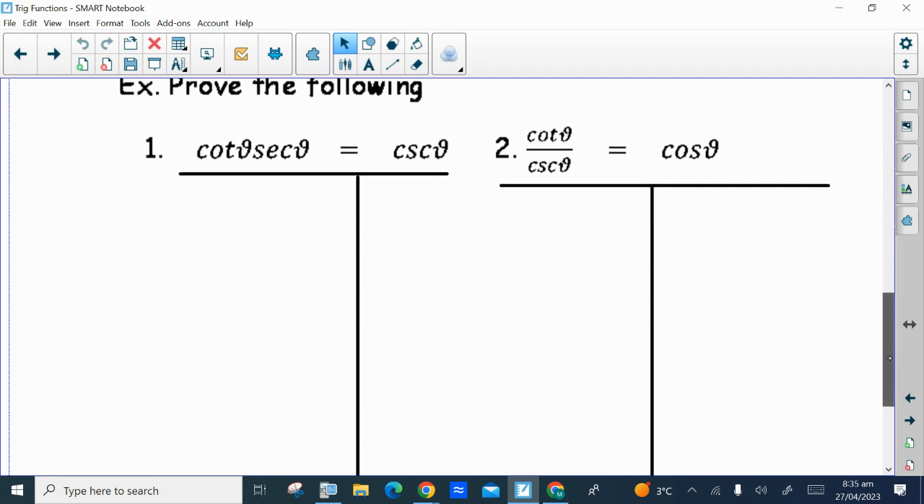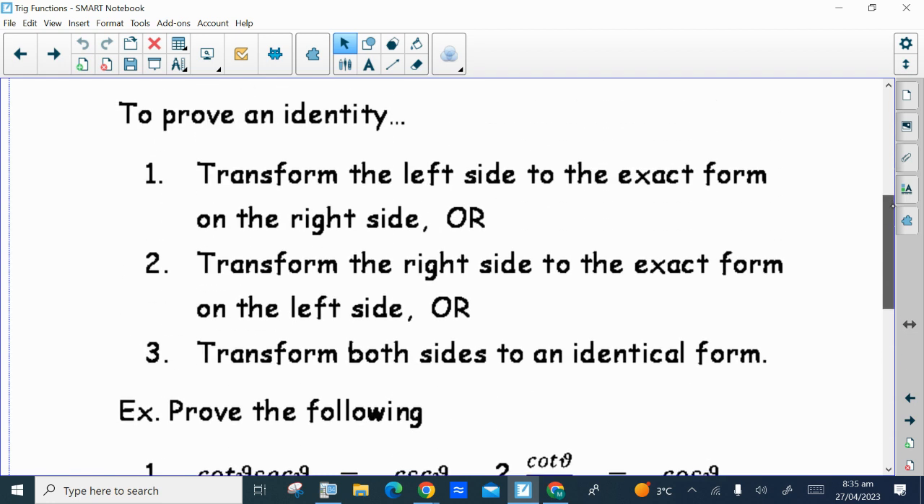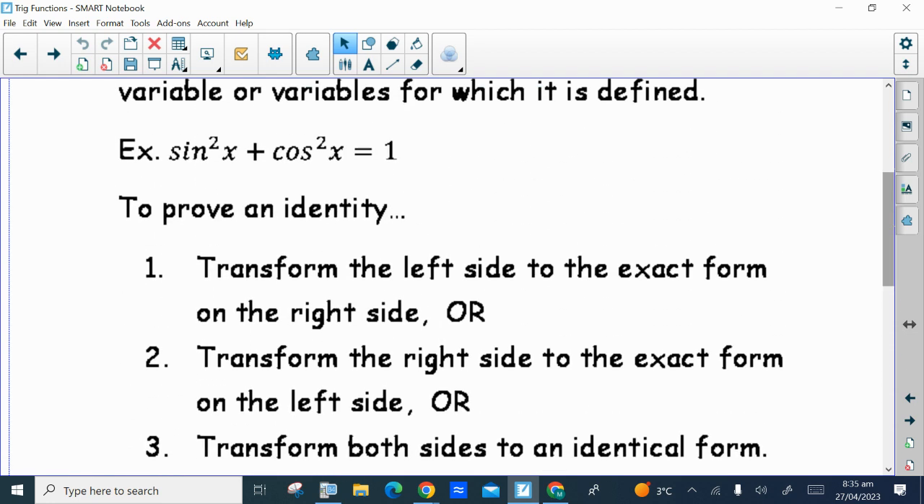And in 30-1, we talked about some of the hints that you could use. One of them is that if there's any powers, any squares, look to those Pythagorean identities. So sine squared x plus cos squared x equals 1 is one of those identities. If you get out your formula sheet, you have them all there.